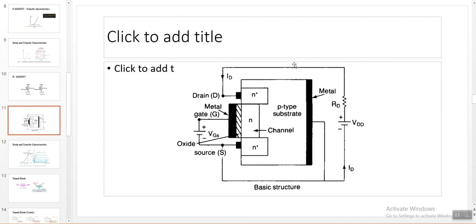What happens? As usual, the drain to source voltage is reverse biased. See here, this is drain to source voltage, and here also it is reverse biased. What happens? The drain current flows in the direction opposite to that of flow of electrons. So all the electrons flow here. So drain current flows in this direction, and this case happens at VGS equal to 0. At a certain point, there is a voltage where the drain current becomes constant. So this case occurs when VGS is 0.